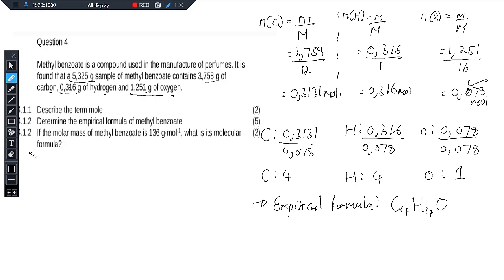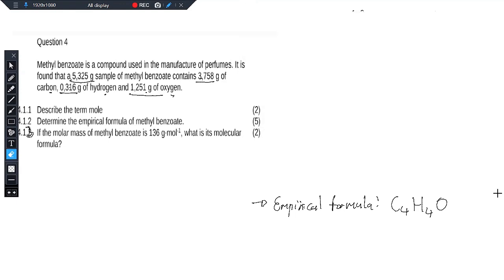So that becomes our empirical formula there. Okay, nice. Then for 4.1.3, they're saying if the molar mass of methyl benzoate is 136 gram per mole. So let's just erase this one, and then let's just keep the empirical formula. They're saying the molar mass is now 136 grams per mole. What is its molecular formula, right?